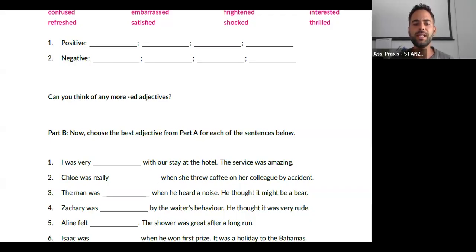Number 5, Aline felt the shower was great after a long run. How do you feel when you go running and then you come back home, you take a shower, you feel good, you feel happy, you feel refreshed by the cool water. So Aline felt refreshed. The shower was great after a long run, sorry.